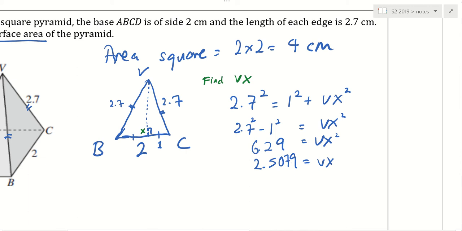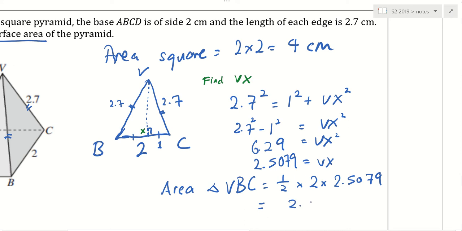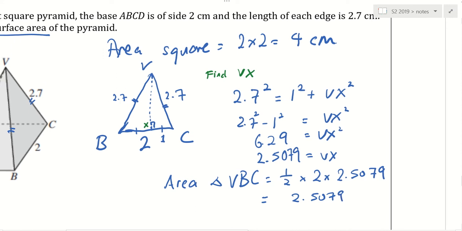Wait, so this is the height. So once I have the height, is it easy to find the area of this triangle? Yes, right? So half base times. So area of triangle equals to half times base times my height. So my area of triangle will be 2.5079. Is this okay with everyone?